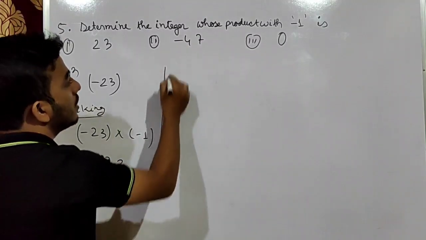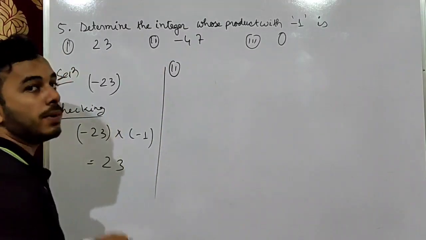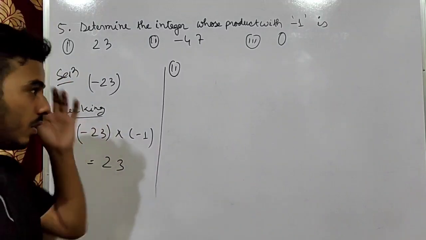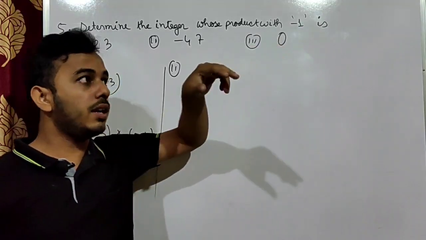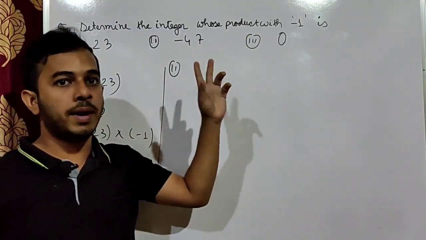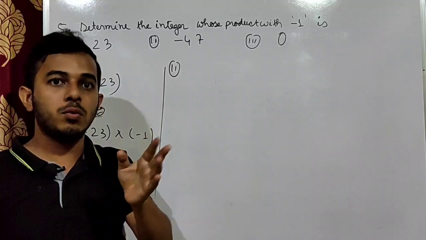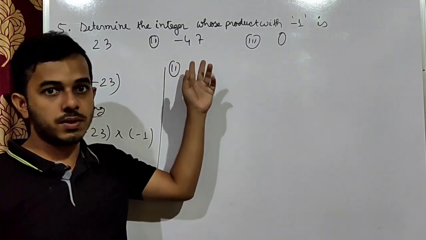Our next number is 47, minus 47. Now look, here if we multiply, now again we have to multiply 47 with minus 1, right, to get the result 47.